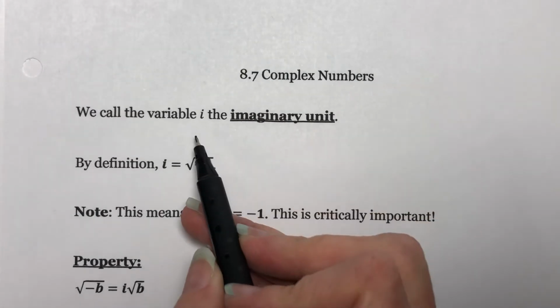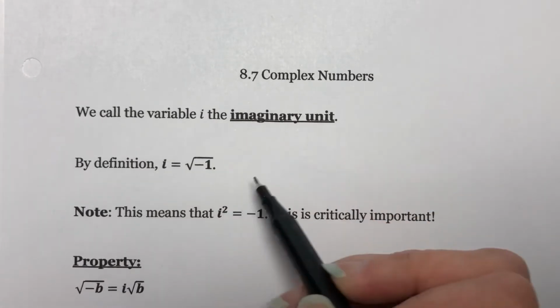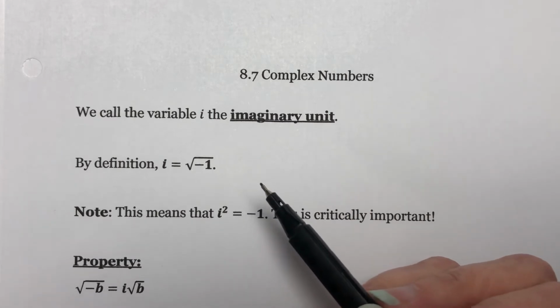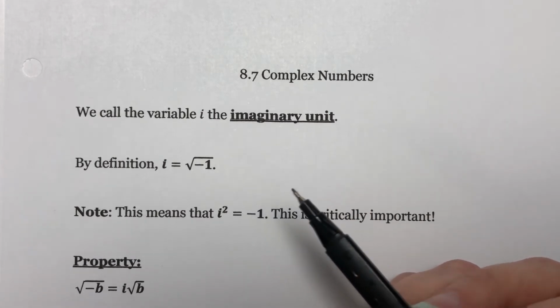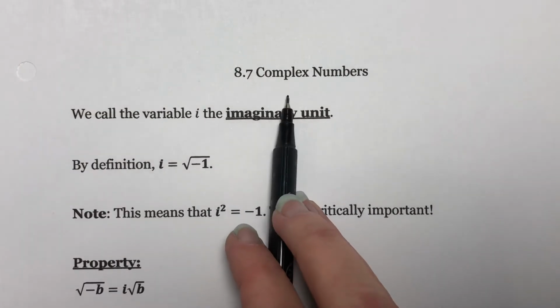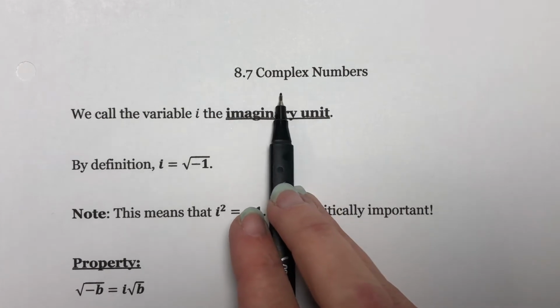We call the variable i the imaginary unit. Now this word imaginary is unfortunate because these are legitimate numbers. This is a legitimate field of mathematics. There are entire courses built around complex numbers. Okay, I took complex analysis as a senior level class in college.